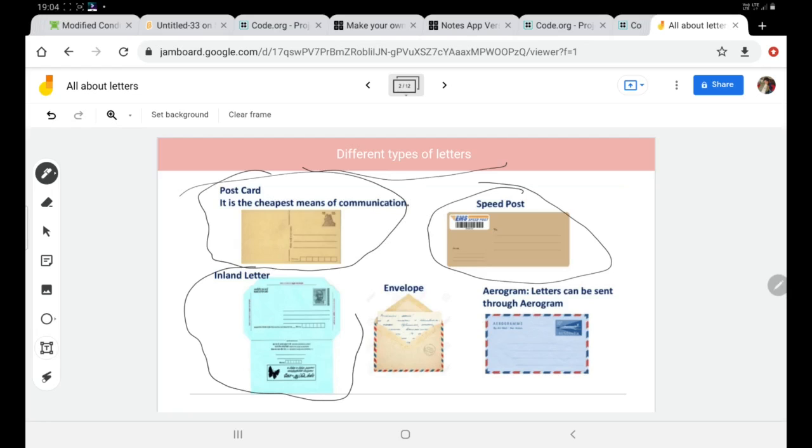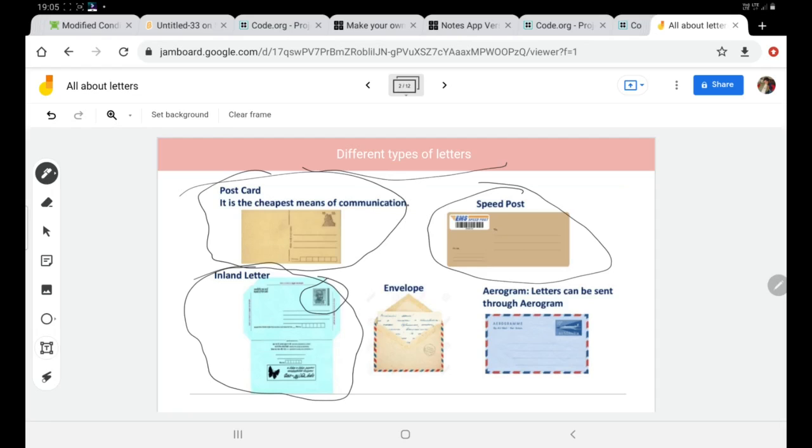Inland letter. Inland letter means that there will be a paper inside it to write on, and there is a stamp also on it. Inland letter is best because it has a paper inside it to write, so we can just write, and we don't need any stamp to paste on. It is all pasted on before only, as you can see, this is the stamp.